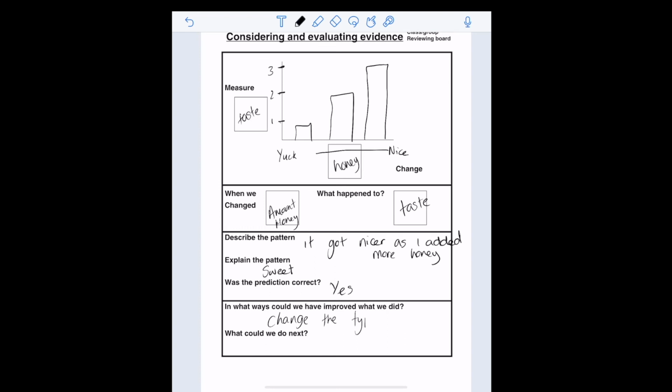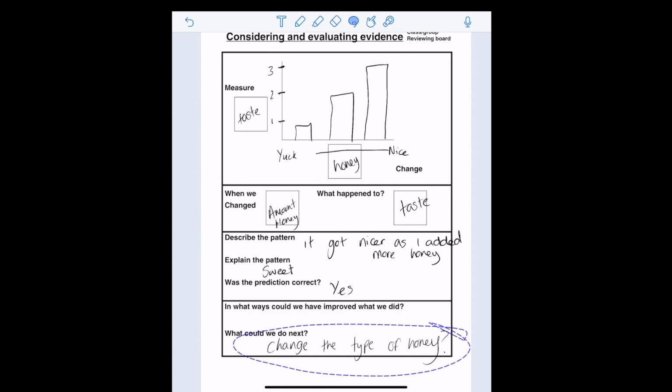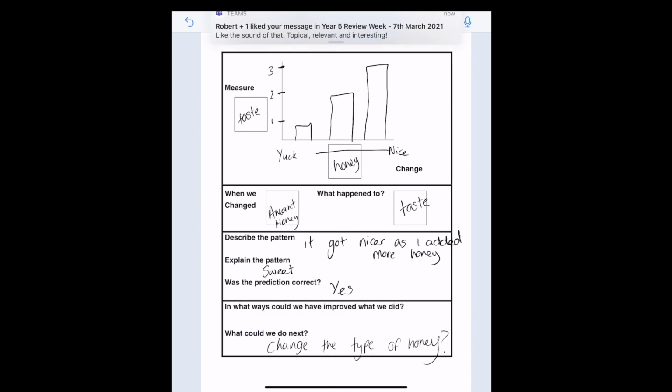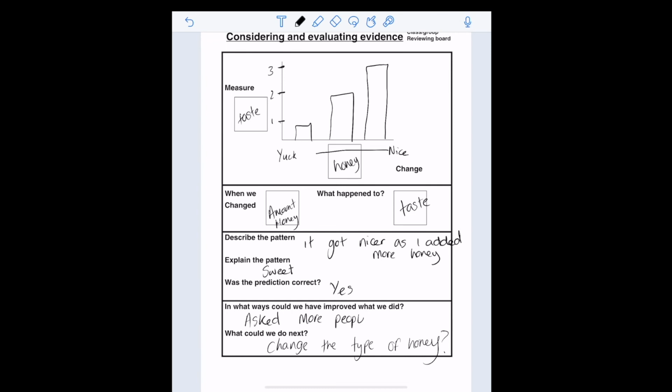In what ways could we improve what we did? Well, we were looking at what we could do next. My son went on to say, well, we could change the type of honey that we added. We've discovered that 3 spoonfuls of honey made it the nicest. Now, moving our investigation further on, we could look at changing the type of honey. So I'm adding 3 spoonfuls each time, and now I'm going to change the type of honey. And so we can progress this investigation further. He also said that we could ask more people to see how they felt and if they liked it just as much.